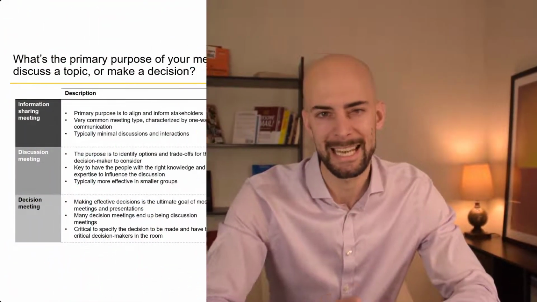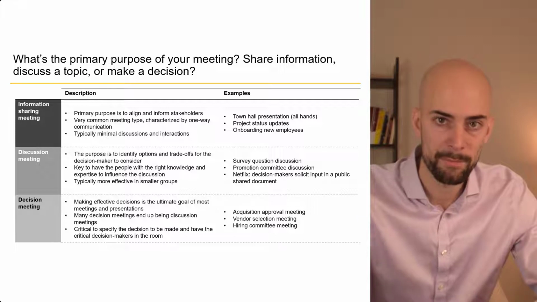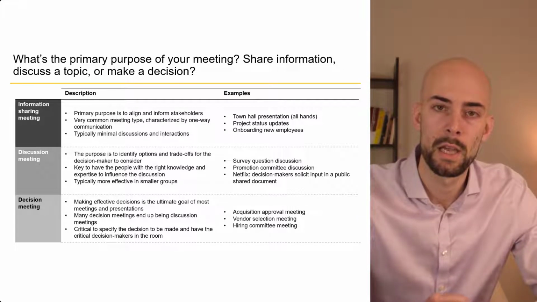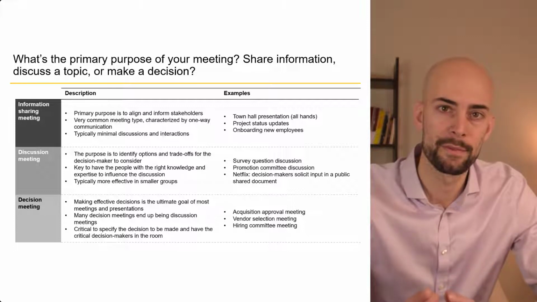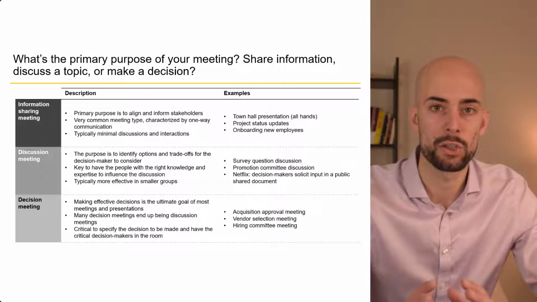And one framework I think that's very helpful to be clear about the purpose is thinking about what kind of meeting you're having. And on a high level, I think there are three types of meeting. There's an information sharing meeting, there's a discussion meeting, and then lastly, there's a decision meeting.